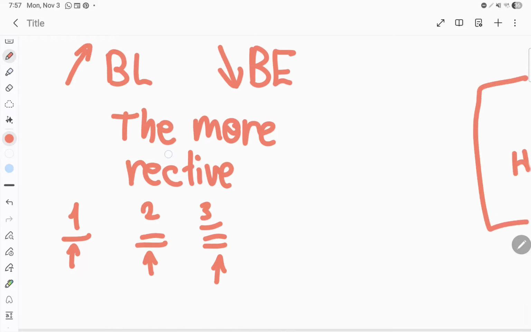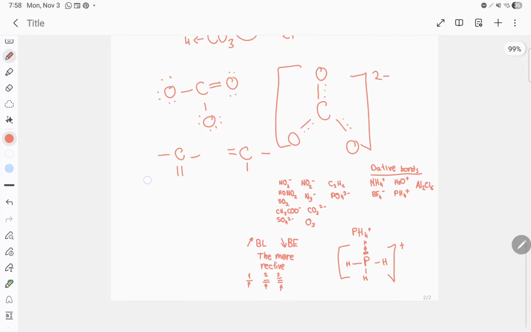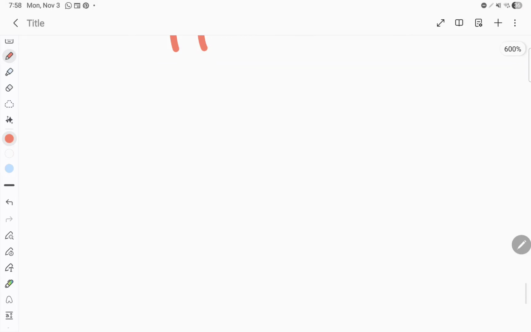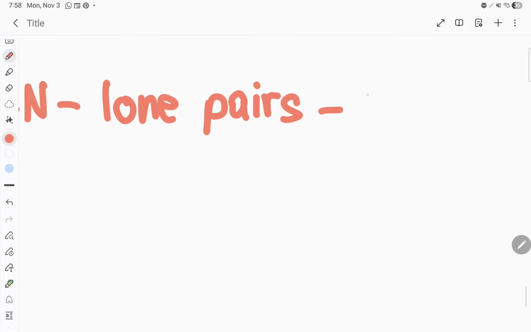And for formal charge, you just need to memorize a small equation. The formal charge equation is group number minus the lone pairs minus half of the bonding pairs.